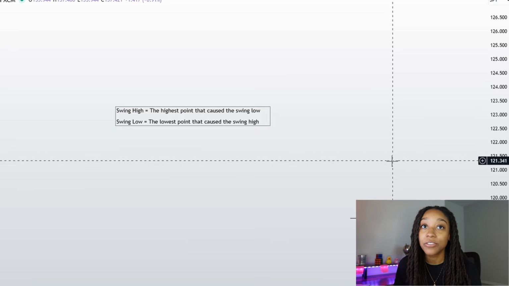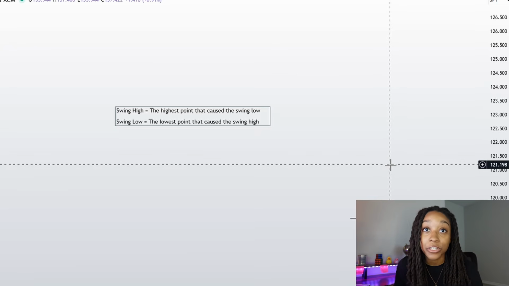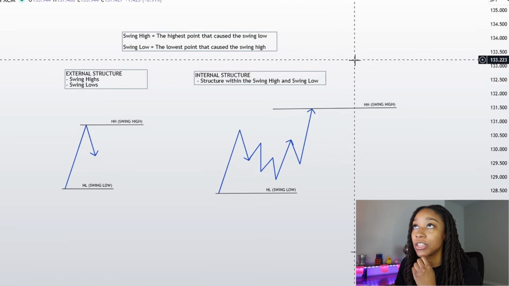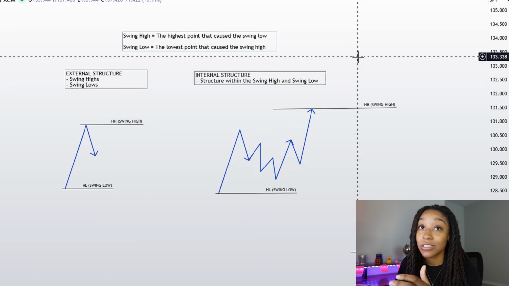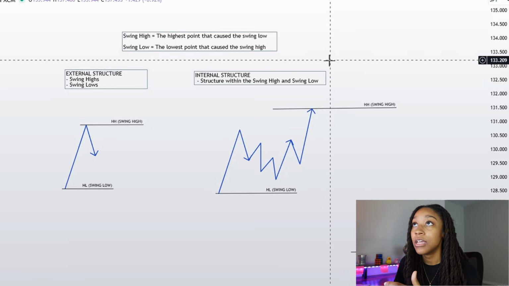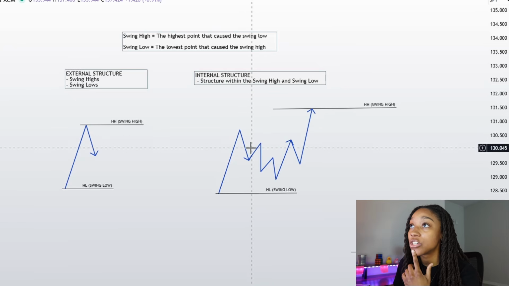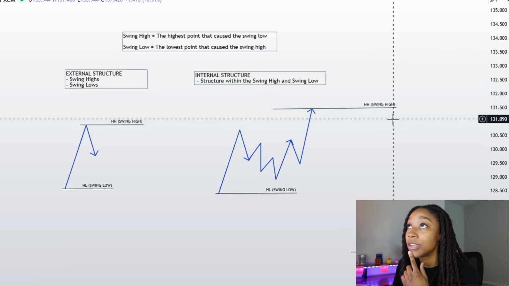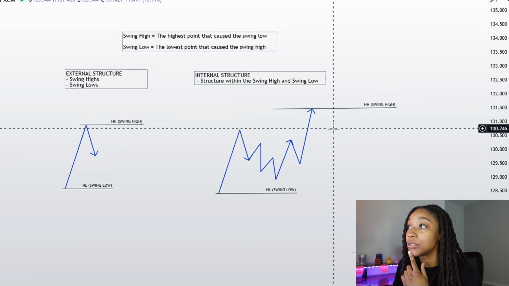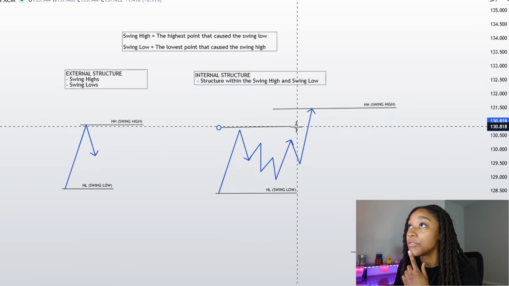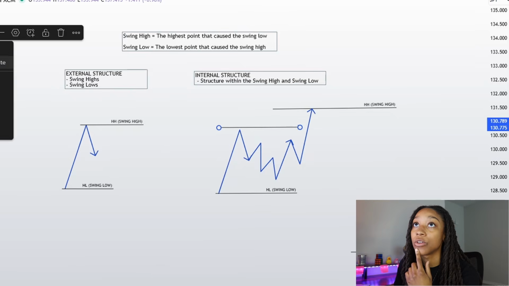Okay, so now that we have this definition, let's go back and try to apply it to what we're currently looking at. Right here we have our definition, right? We're trying to figure out what is a swing low. Well, according to this definition, a swing low is the lowest point that causes that swing high. So let's go back into this structure point and try to find the lowest point that caused this swing high. So basically the lowest point that caused this specific break of structure right here.